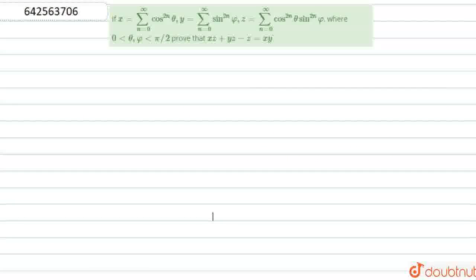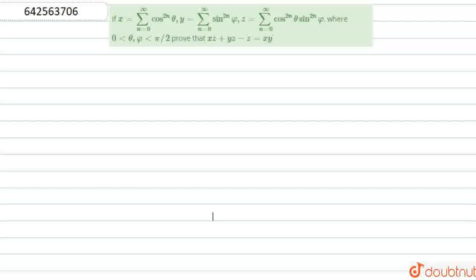Hello students, the question here is: if x is equal to summation from n is equal to 0 to infinity cos to the power 2n theta, and y is equal to summation from n is equal to 0 to infinity sin to the power 2n phi, and z is equal to summation from n is equal to 0 to infinity cos to the power 2n theta into sin to the power 2n phi, where 0 is less than theta and phi is less than pi by 2.